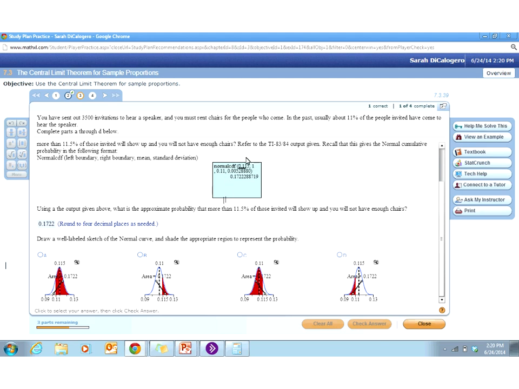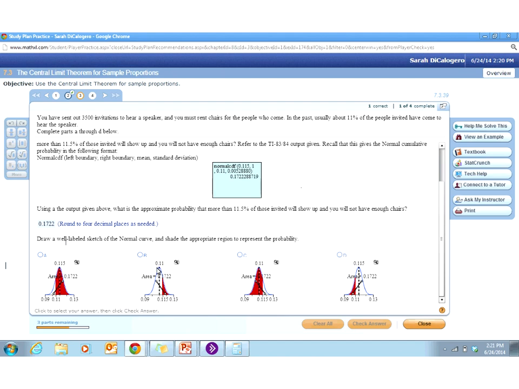There it is. Those of you who are comfortable with your TIs, okay, normal CDF, 0.115 is the left bound. 1, you would put 1 in as the right bound because it's all the way to the end. 0.11 is your mean, and then this is your standard deviation. I do not like to use the TI, so you can just go ahead and do that on here.